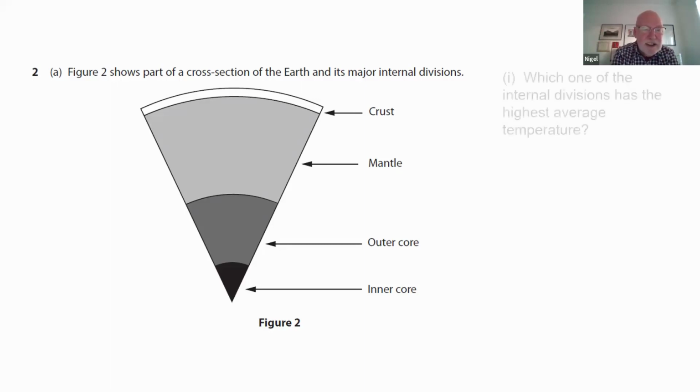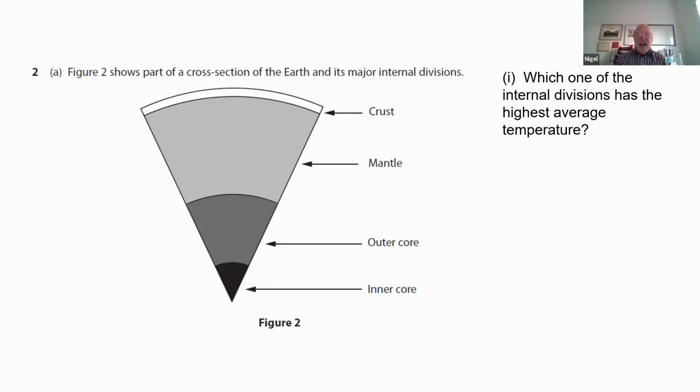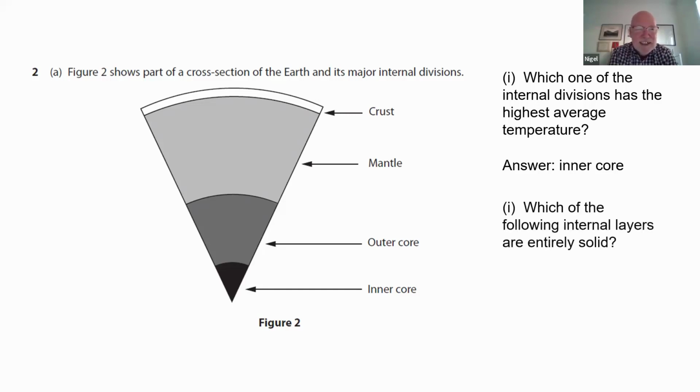Alastair's disappeared. Right. Which one has the highest average temperature? Well, a few slides ago, we said that the temperature and the density increase as we go downwards. So hopefully the answer will be, oh, Dom, you've given us a suggestion there. Brilliant. And I think you're absolutely right. The inner core. Excellent. So the next one, Alastair, is on the same slide, please. Which of the following layers, there are 2 of them, are entirely solid?